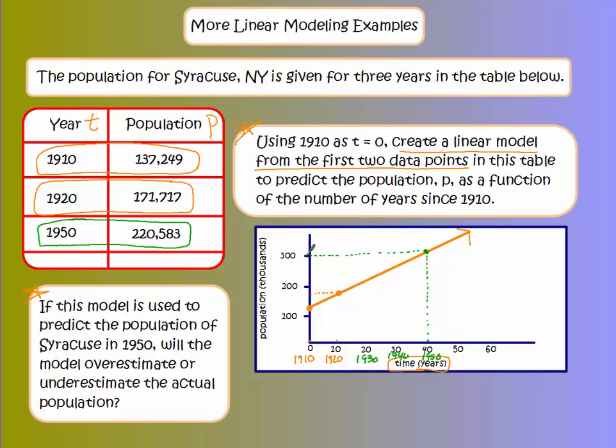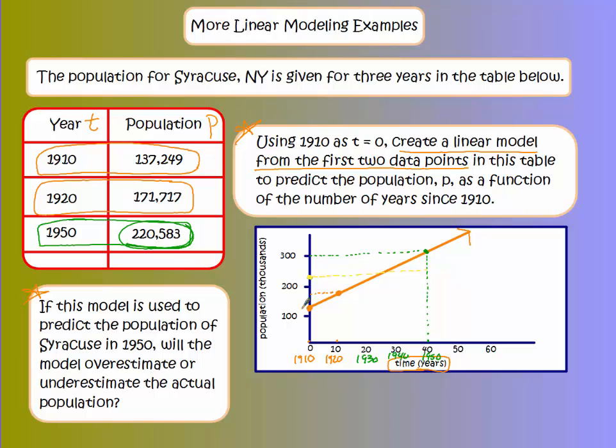And it looks like if my lines were kind of straight, I'm somewhere around 300,000 people for population in the year 1950. But when I come back over to my table, it tells me I'm only supposed to be at 220,000, so somewhere closer to here. Probably about here. Okay, so it looks like my population line, this linear model, is going to overestimate in the year 1950 what the population is for Syracuse, New York.